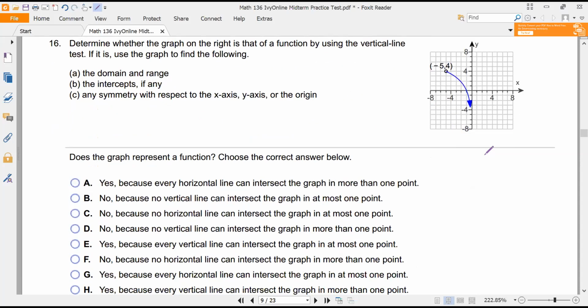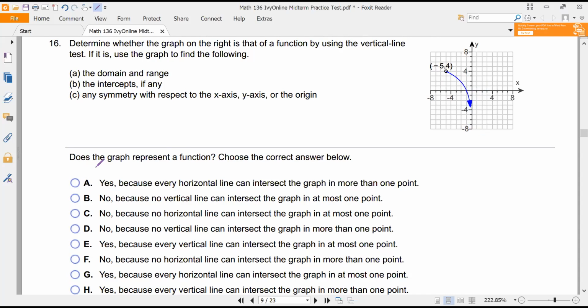Okay, so determine whether the graph on the right is a function by using the vertical line test. If it is, use the graph to find the following: the domain and range, the intercepts, if there are any, and any symmetry with respect to the x-axis, y-axis, or origin. So this graph, to pass the vertical line test, has to have only 1 point per vertical line. Now, even though this looks like it is going to get flat, this actually continues to get closer to the y-axis but never crosses it. And there's an infinite number of values between 0 and 1. So yes, this does pass the vertical line test.